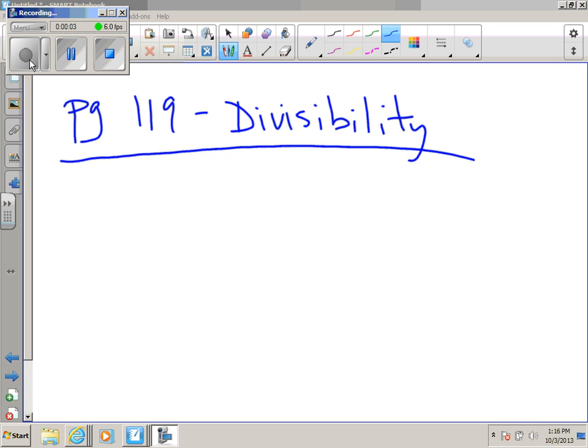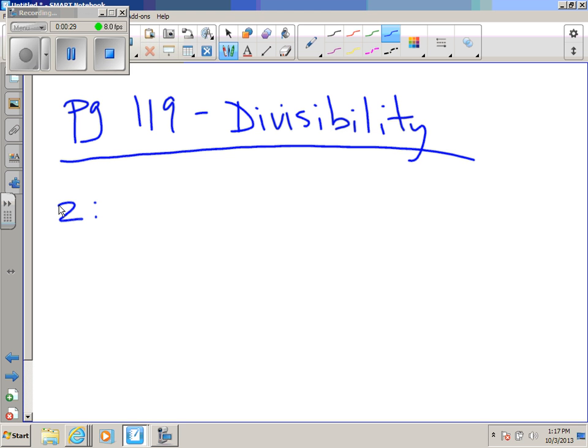Divisibility in mental math, page 119. One whole number is divisible by a second whole number if the remainder is 0 when the first number is divided by the second number. For example, 84 is divisible by 4 since 84 divided by 4 is 21 with no remainder. Now with the divisibility come rules.